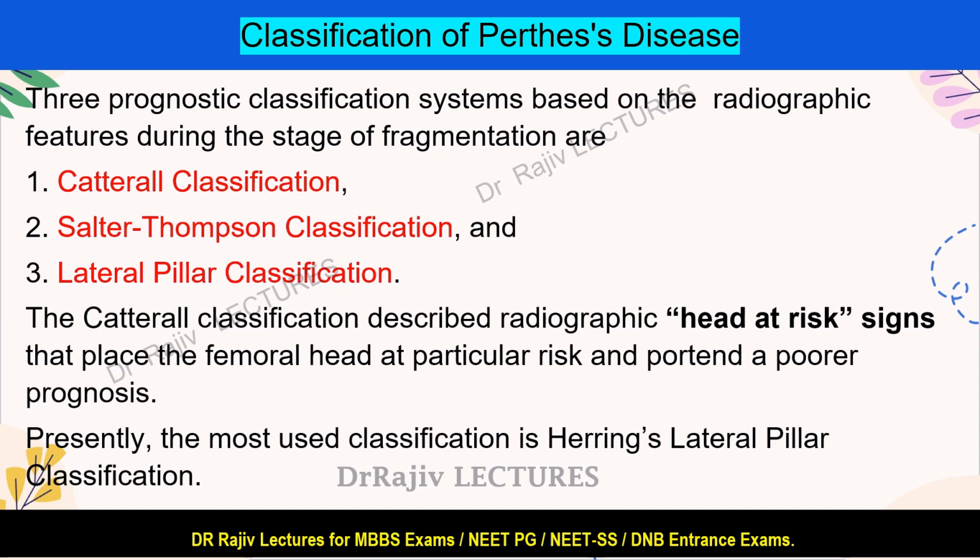This classification system reflects the extent of the femoral head deformity. The main advantages of Herring's classification are that it is useful during the active stages of the disease, and it allows accurate prediction of the natural history and treatment methods. In general, if the anterolateral portion of the femoral head is preserved, the prognosis is good.